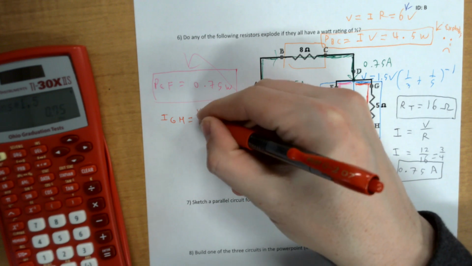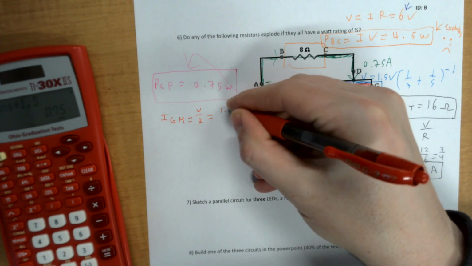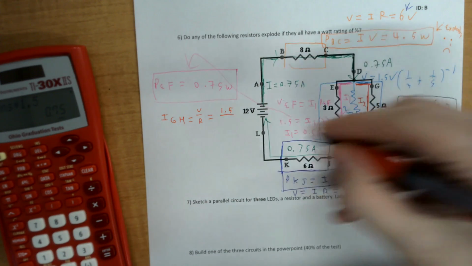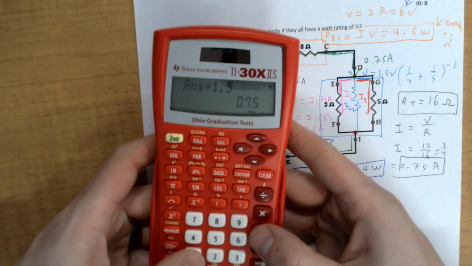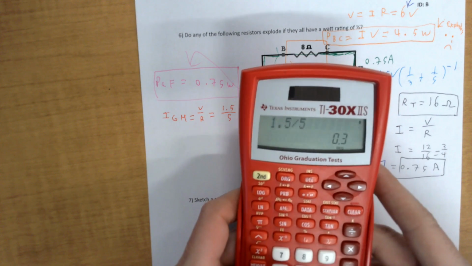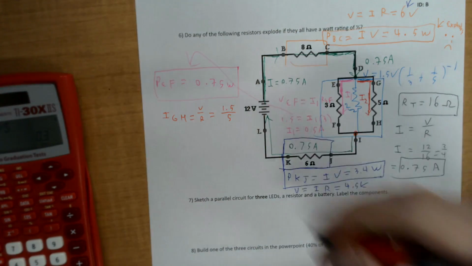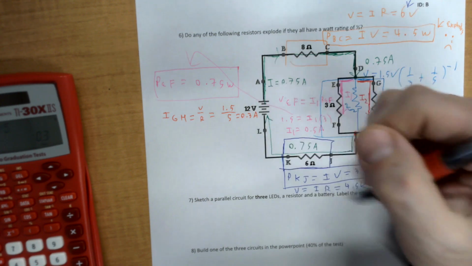We know the voltage and resistance in this case: the voltage is 1.5 volts because it's shared between those two, and the resistance is 5. This one might actually live. 1.5 divided by 5 is 0.3. So the current for these is 0.3 amperes.